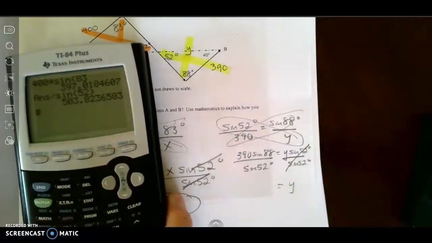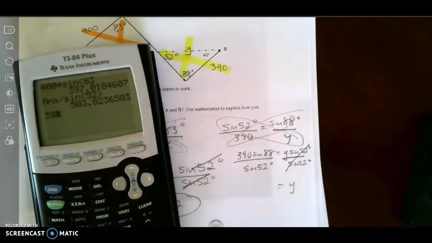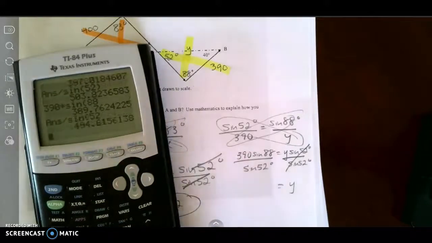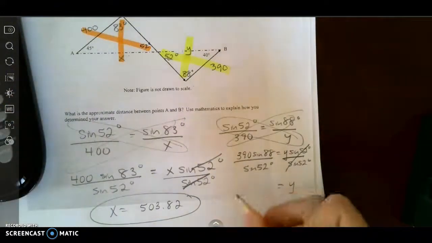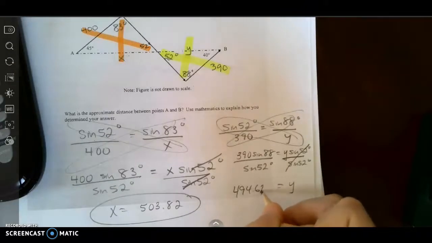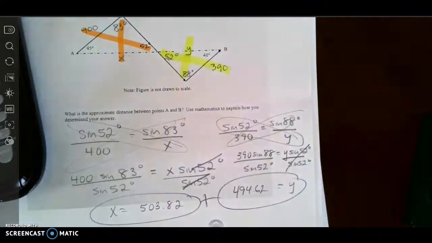Put this into my calculator. 390 times the sine of 88 divided by the sine of 52. 494.62. And add these together, and you will get your answer.